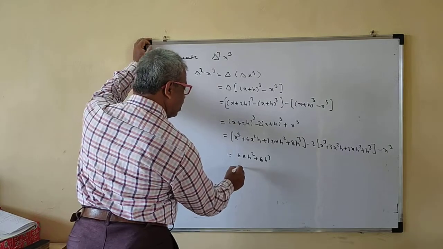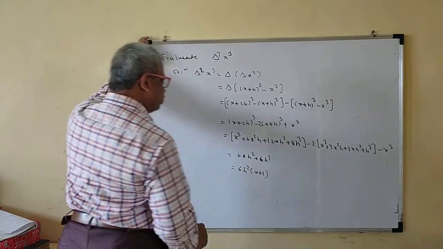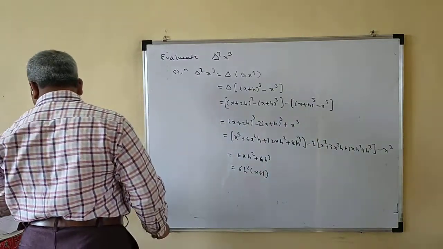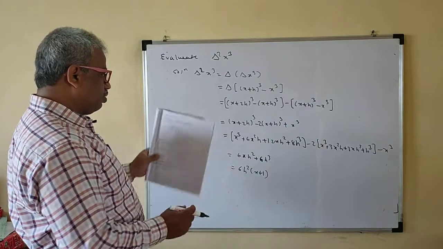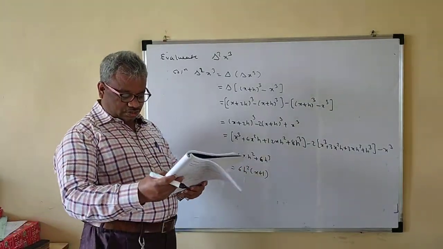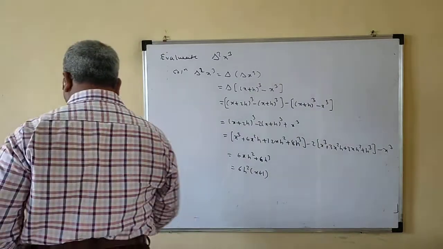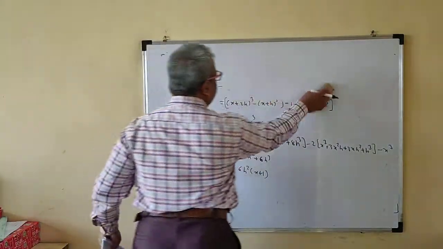So you may take 6h square common. Then this is what x plus 1. Okay. So if you are interested to take the common, then you can take the common. Otherwise keep as it is. So this is the correct answer. 6h square plus 6h cube. This is the correct answer. If you want to take the common, you can take common. Okay. Now next.